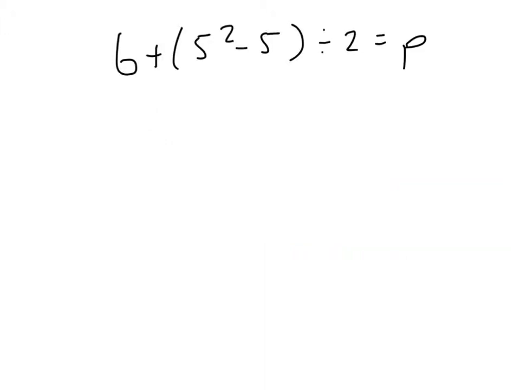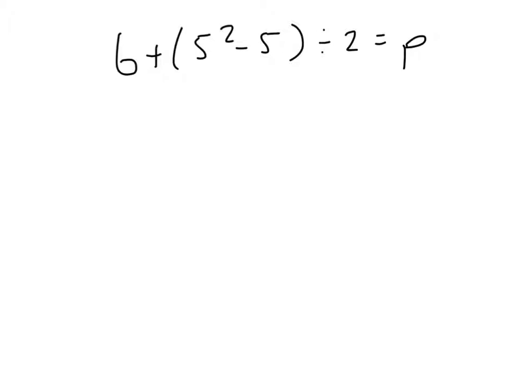When it comes to solving equations, I highly recommend writing down every single step. So, let's look at this first example. We have 6 plus, open parentheses, 5 squared minus 5, close parentheses, divided by 2 equals p. It seems like a lot, but remember, it's just single steps every time. So our first step, we're going to look within the parentheses. Remember, PEMDAS, our order of operations.